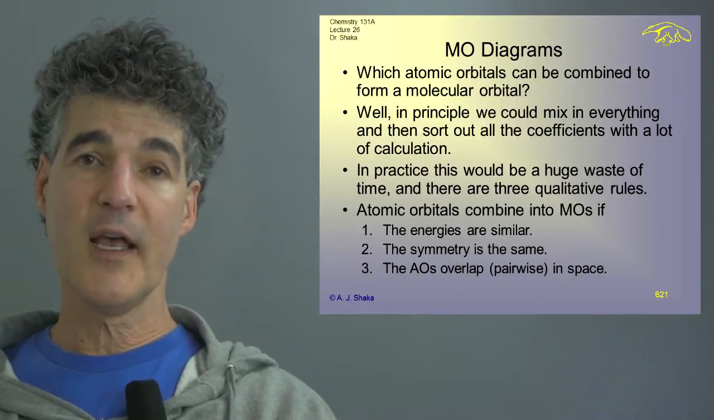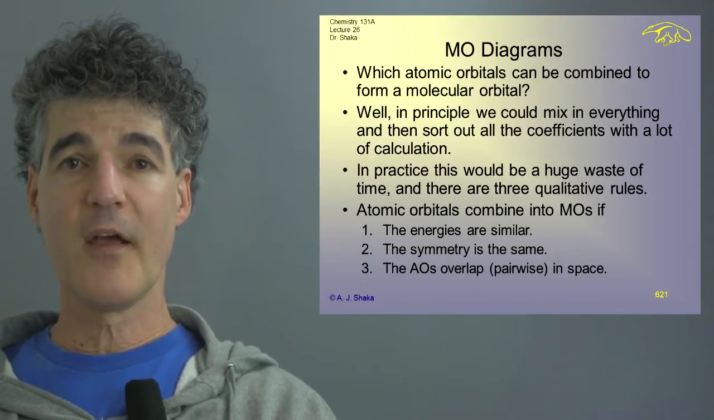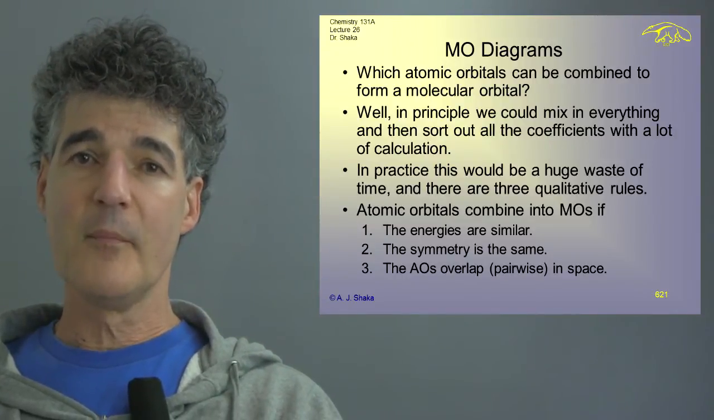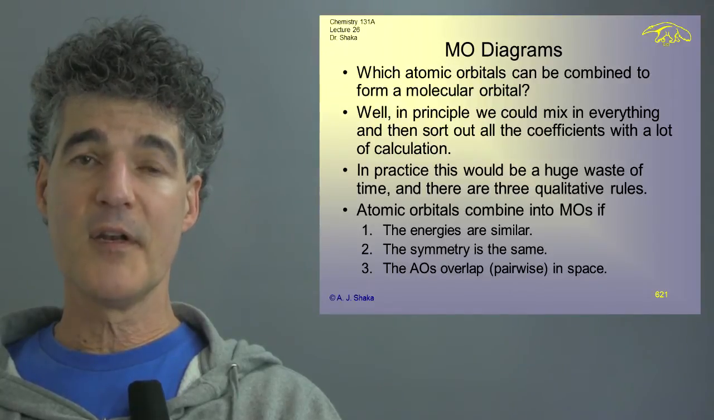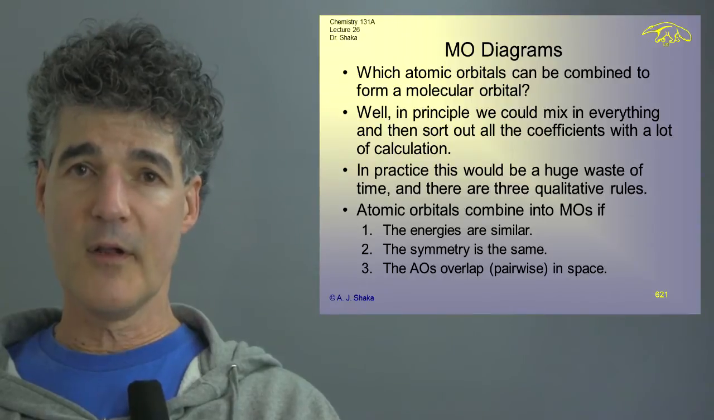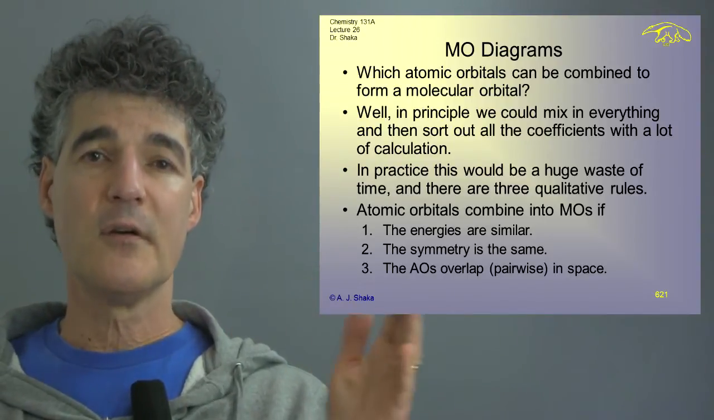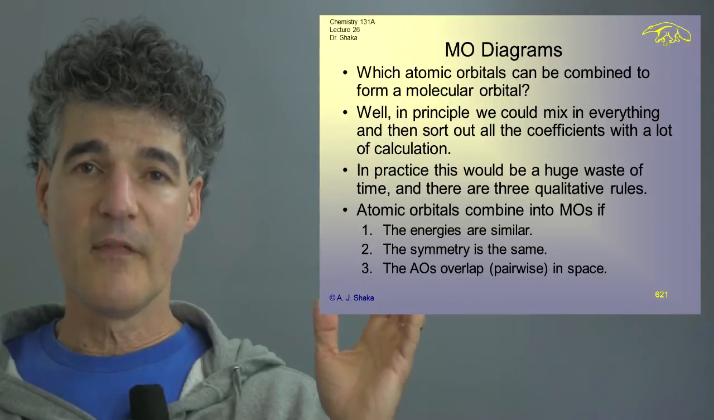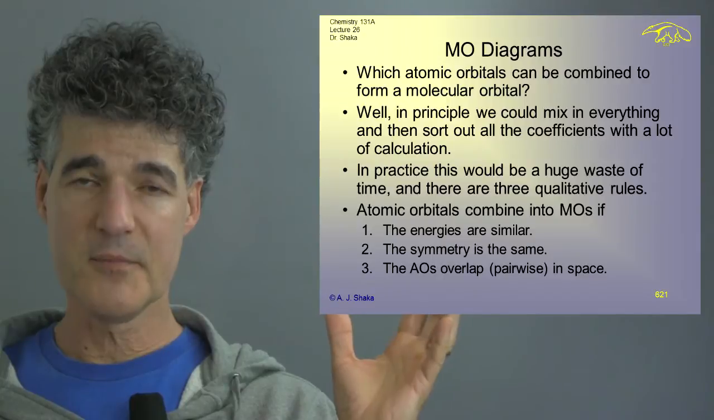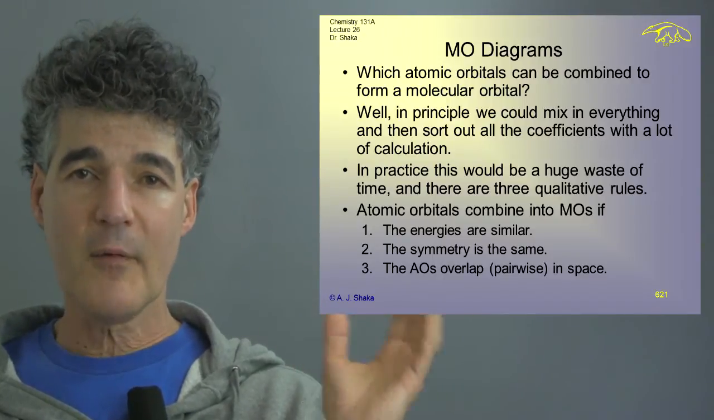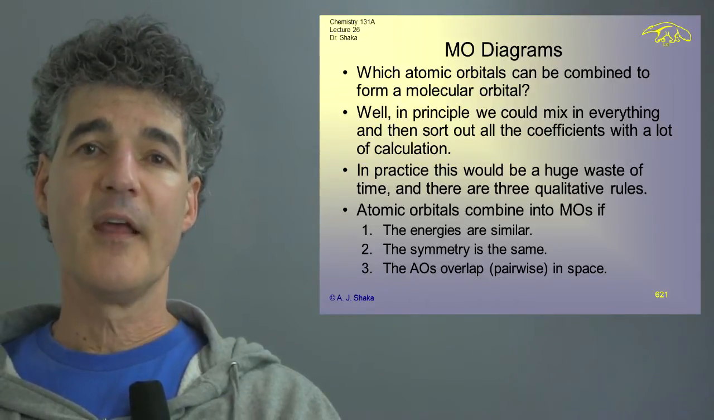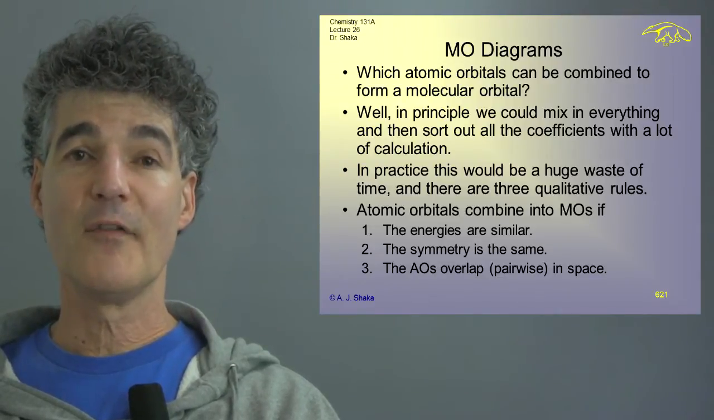In principle, if we have a lot of atoms around and they all have valence electronic orbitals, we could have a big computational problem, because we would have to take as our molecular orbital, our trial, a mixture of all these things, and then we would have to do a ton of integrals like we've been doing on some of these problems. And then we'd have to figure out what the coefficients are and solve the secular determinant. And then we might find that a lot of them are zero.